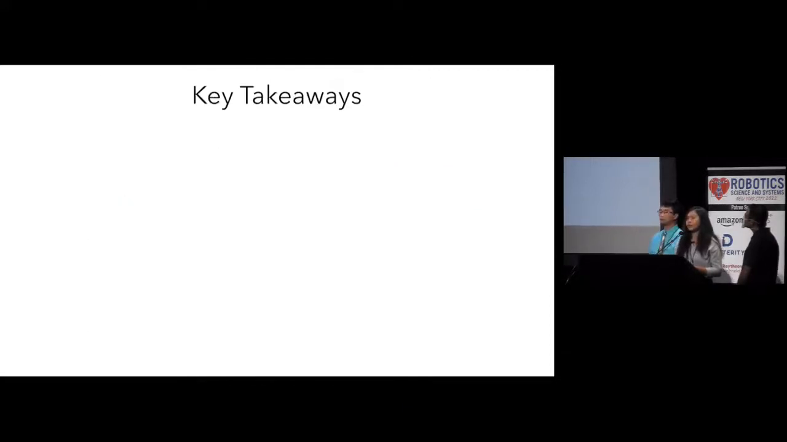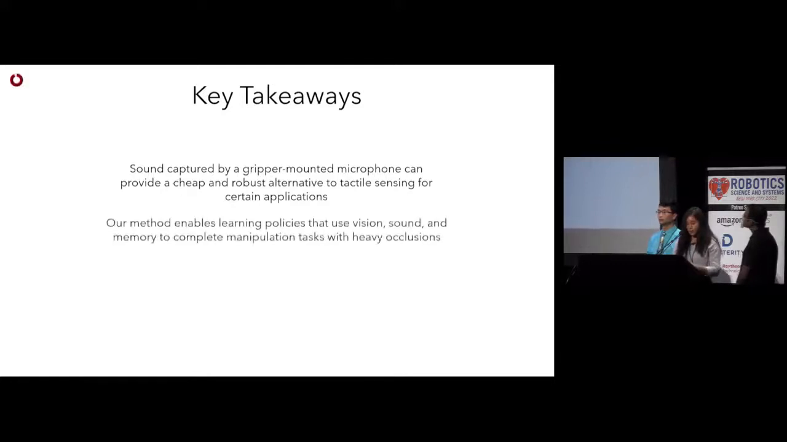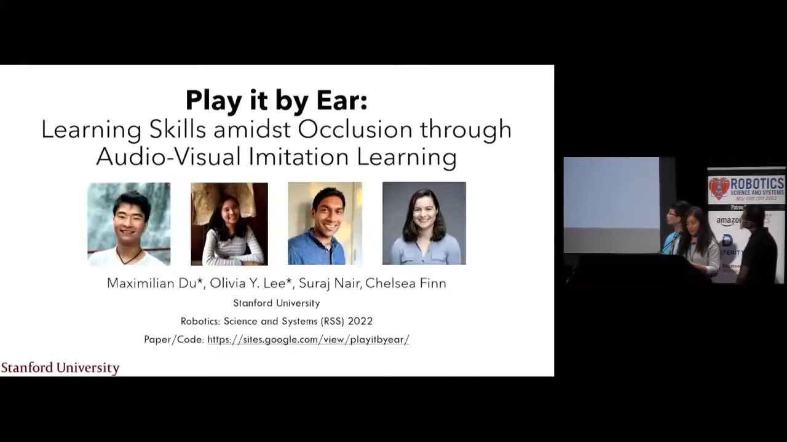The key takeaways from our project are as follows. First, audio signals can be a cheap and robust alternative to tactile sensing in certain applications. Second, our method can accomplish manipulation tasks with heavy occlusion using audio, vision, and memory. And finally, our method can use sound to distinguish objects and change its actions accordingly.